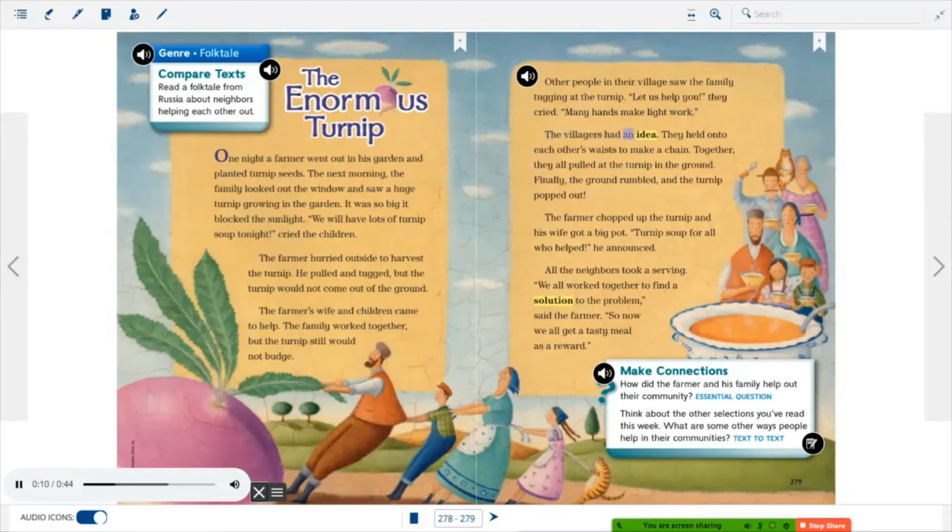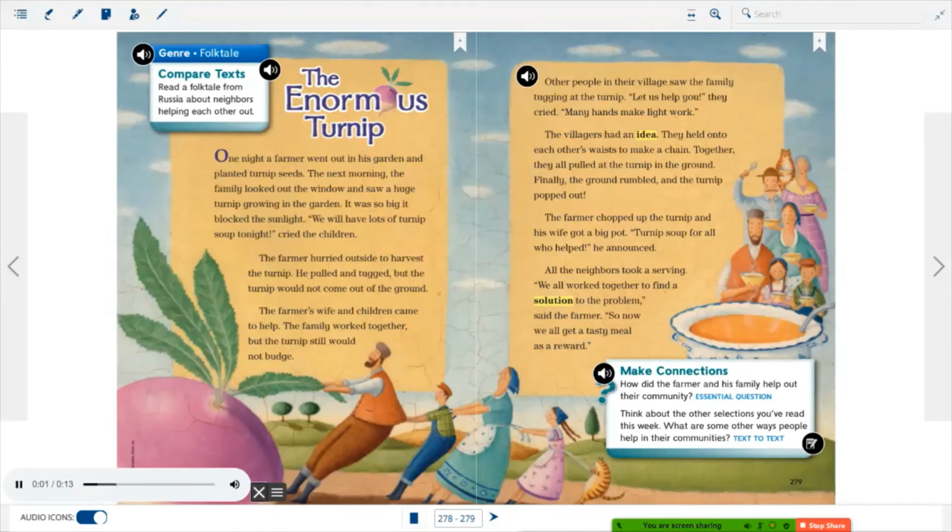The villagers had an idea. They held onto each other's waists to make a chain. Together they all pulled at the turnip in the ground. Finally, the ground rumbled, and the turnip popped out. The farmer chopped up the turnip, and his wife got a big pot. "Turnip soup for all who helped," he announced. All the neighbors took a serving. "We all worked together to find a solution to the problem," said the farmer. "So now we all get a tasty meal as a reward."